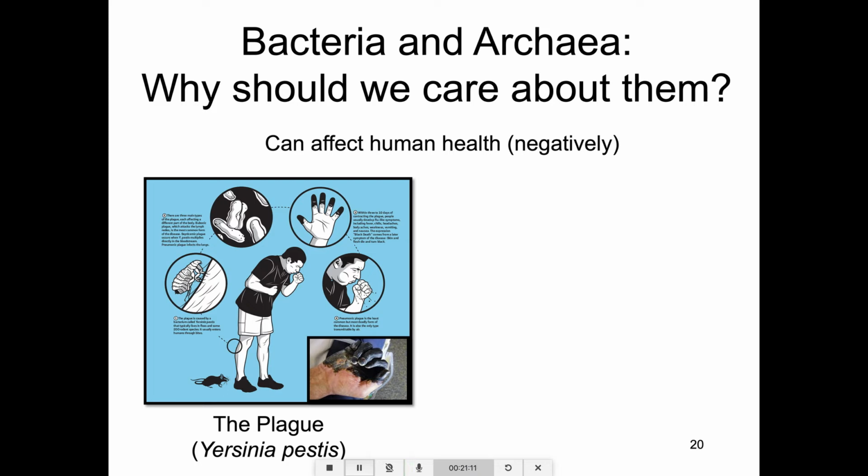This is a bacterial disease that's spread through mice that infect fleas, and when fleas bite humans, they can spread that bacteria into humans. Humans end up getting pretty bad infections, often resulting in cough and infection of the lymph nodes.